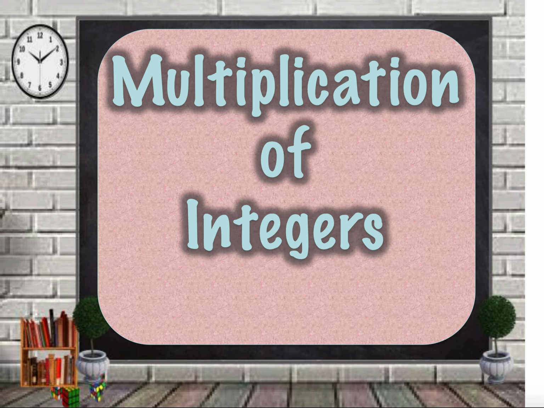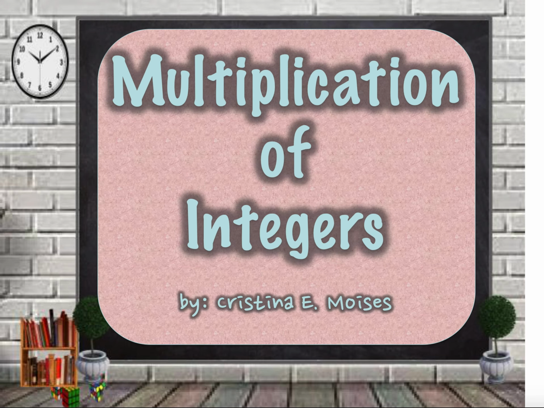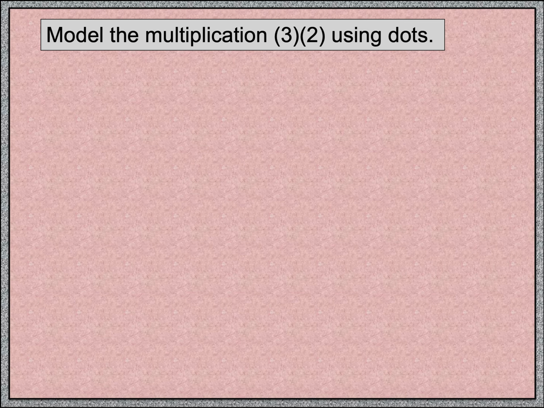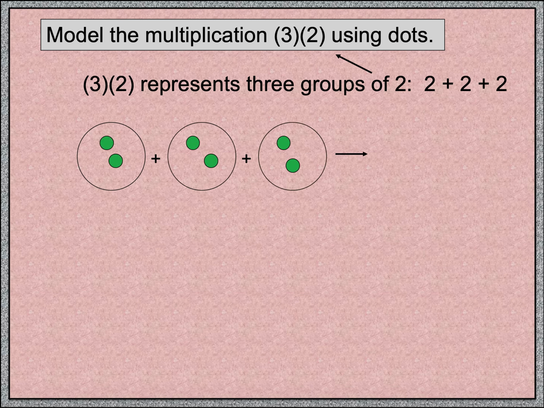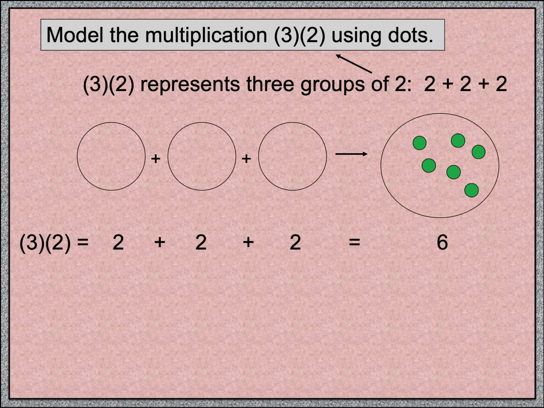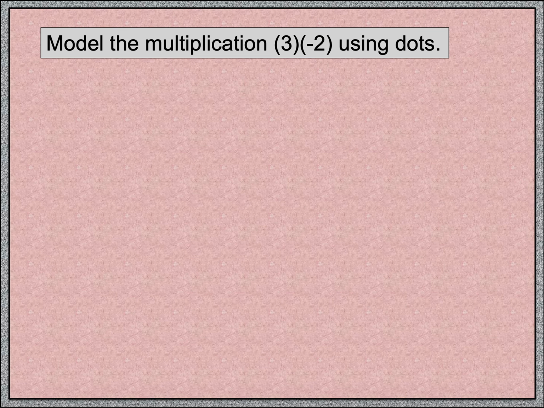Today we will discuss multiplication of integers. Model the multiplication 3 times 2 using dots. 3 times 2 represents 3 groups of 2. So 2 plus 2 plus 2, so we have 6. We conceptually understand the repeated addition of a positive number.